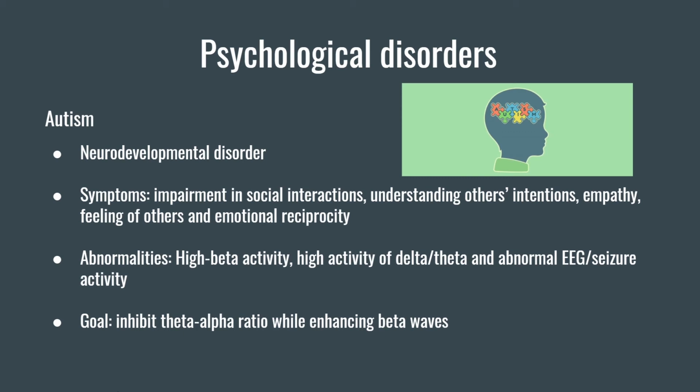The high beta type is the most common one seen among children with ASD, with approximately 50 to 60% of individuals. The goal of neurofeedback in children with autism is to inhibit the theta-alpha ratio while enhancing the beta waves. Efficiency of neurofeedback in children diagnosed with autism has been well researched in qualitative case studies.